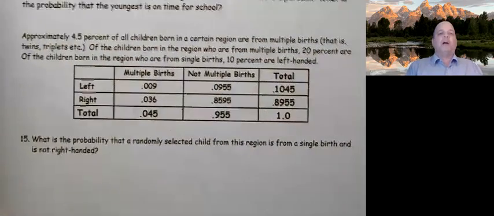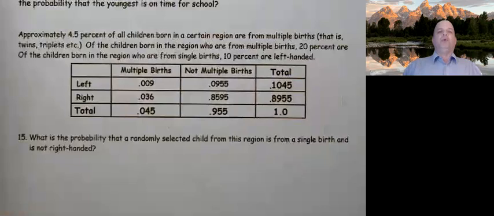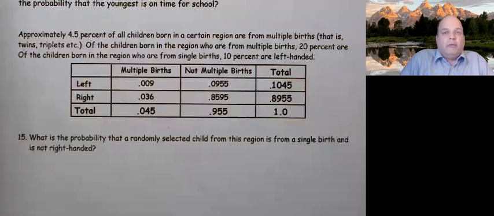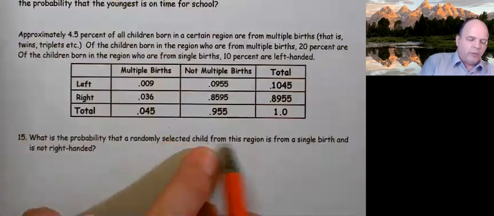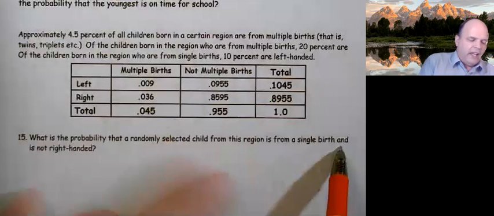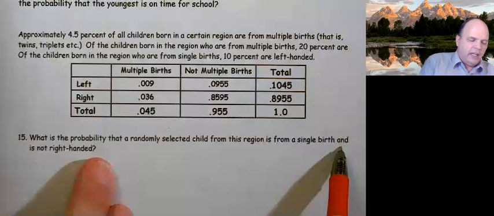Number 15. Approximately 4.5% of all children born in a certain region are from multiple births, that's twins, triplets, etc. Of the children born in the region who are from multiple births, 20% are left-handed. Of the children born in the region who are from single births, 10% are left-handed. Wow, that's a lot. Nice that they wrote the table out. What's the probability that a randomly selected child from this region is from a single birth and is not right-handed?